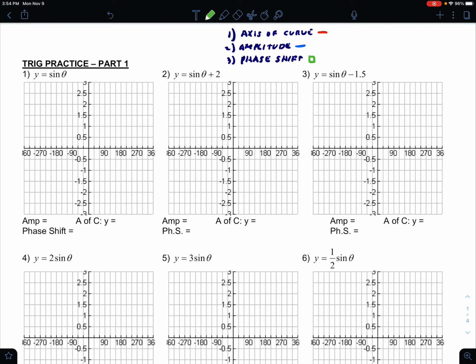And then we can continue with usually the period, but in this course it's only going to be 360, so that's going to be pretty easy. In other courses, the period will change, making things a little bit more interesting. So let's go with this.